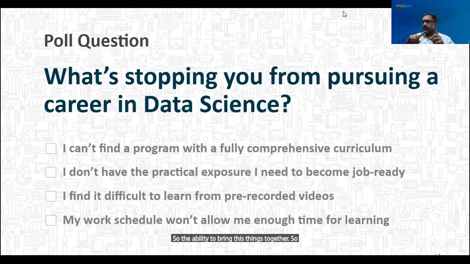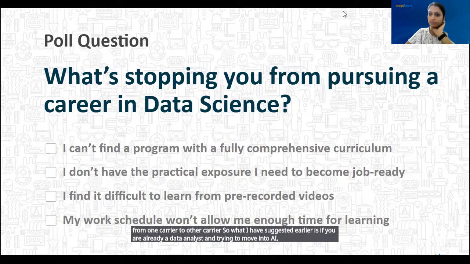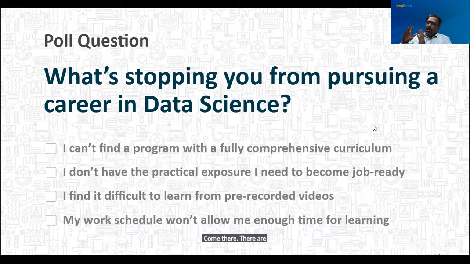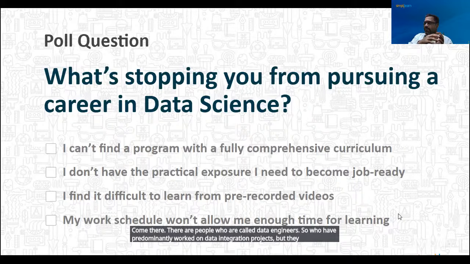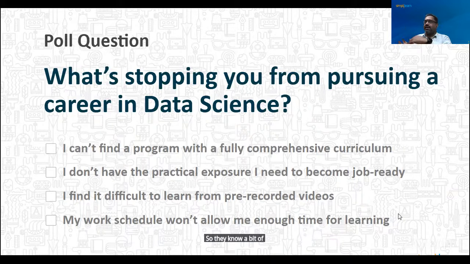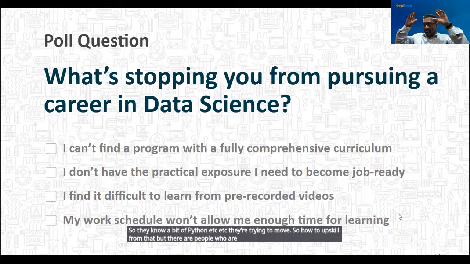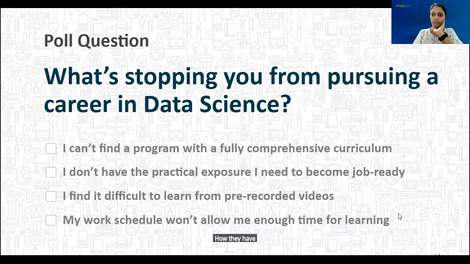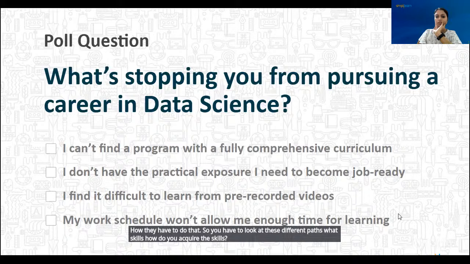Normally, if people are moving from one career to another career, what I have suggested earlier is if you are already a data analyst and trying to move into AI, you have a path to learn AI tools, etc., to come there. There are people who are called data engineers, who have predominantly worked on data integration projects, but they wanted to move on to AI. They know a bit of Python, etc. They're trying to move. So how to upskill from that? But there are people who are purely domain knowledge, with domain experience, but they want to move into AI. How they have to do that. So you have to look at these different paths. What skills? How do you acquire the skills? That can be a separate means.